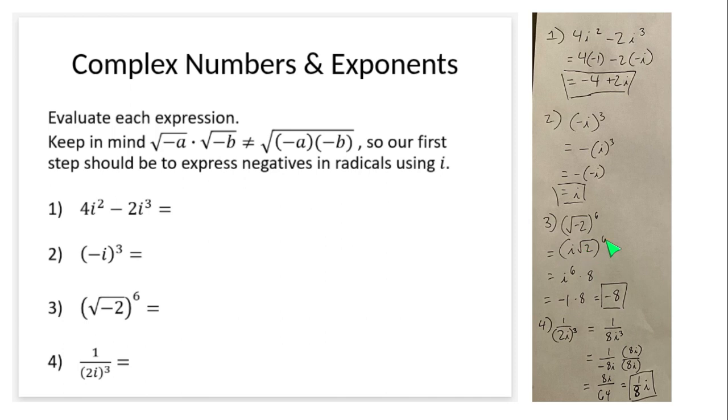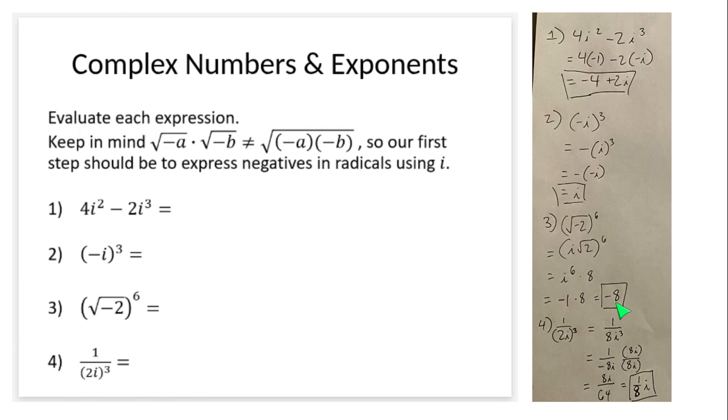Square root of 2 to the 6th power. Well, the square root of 2 squared is 2. If I'm putting the square root of 2 to the 6th power, that's me squaring it 3 times. It's like the square root of 2 to the 2 to the 3. So if I were to put the square root of 2 to the power of 6, I would get 8. So I put it all together, negative 1 times 8 is negative 8. And that is my answer for number 3.